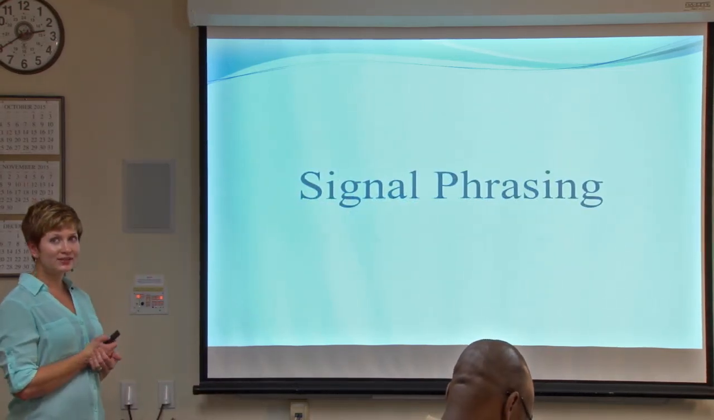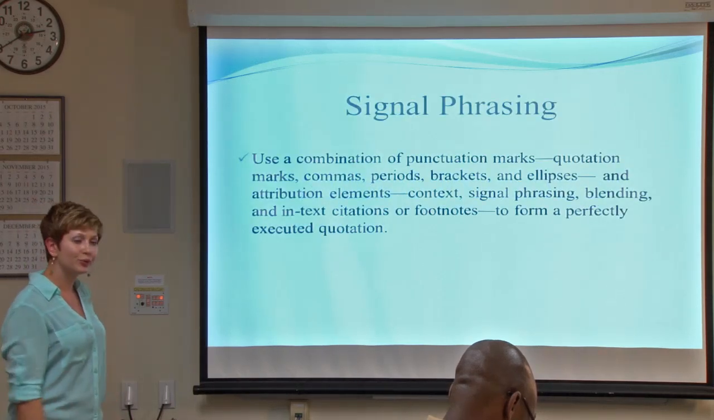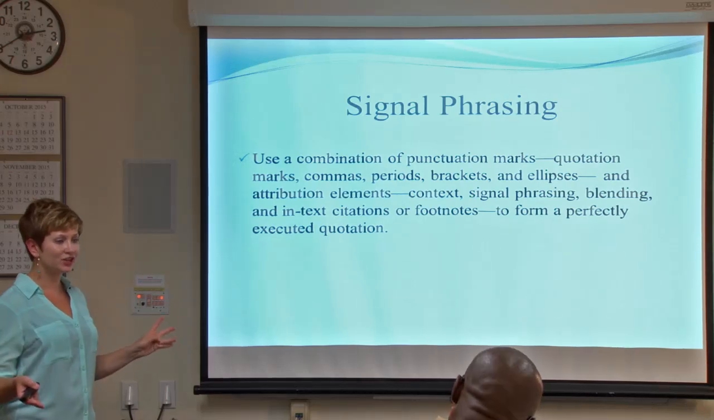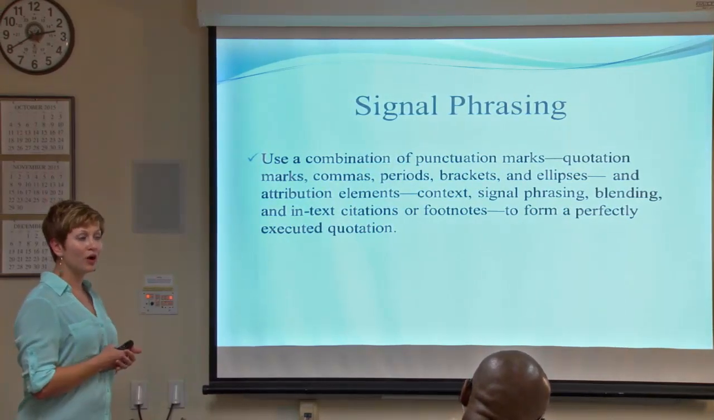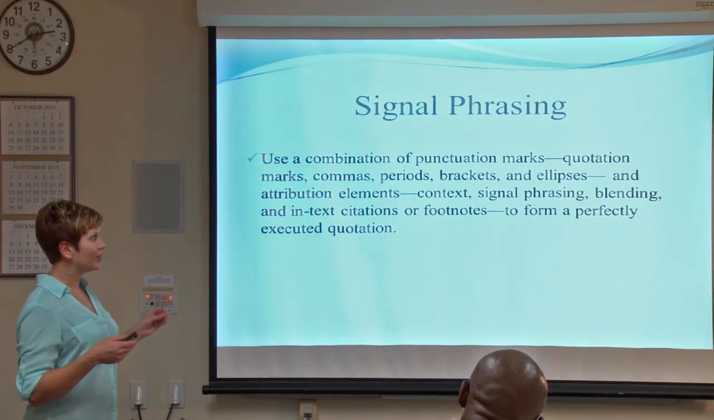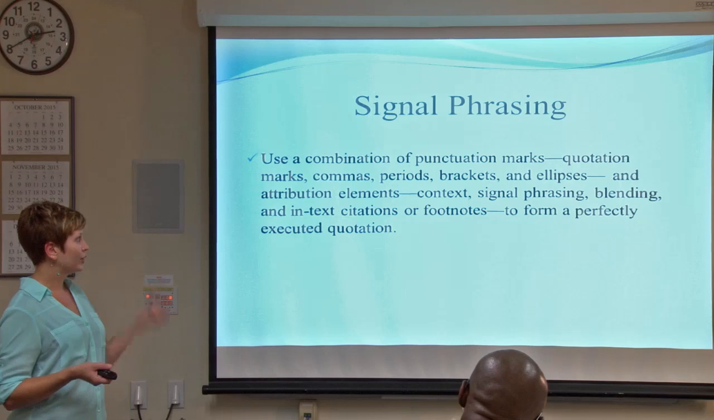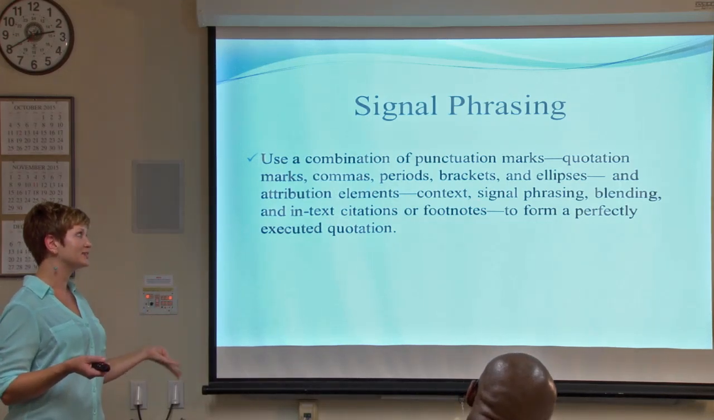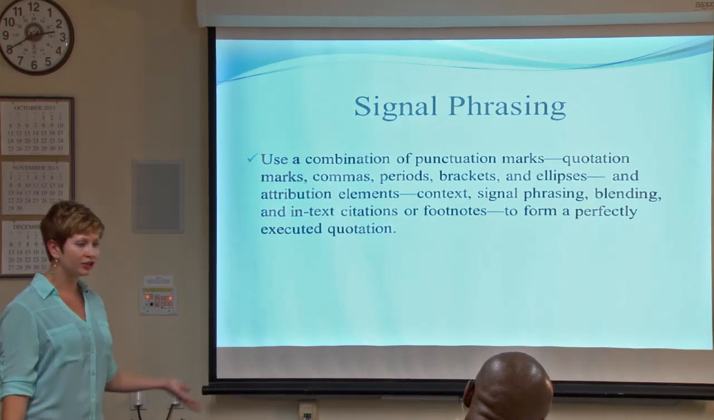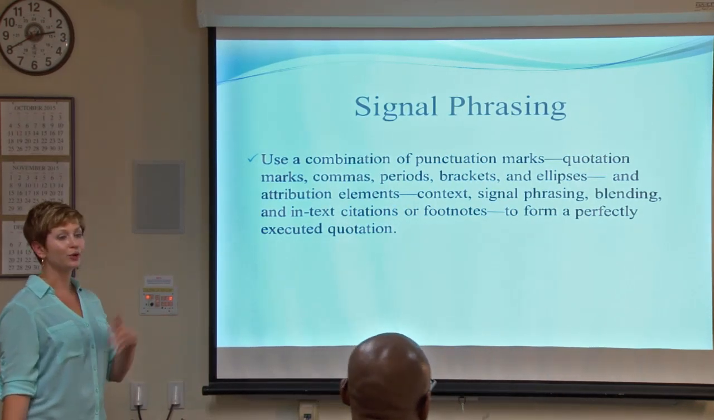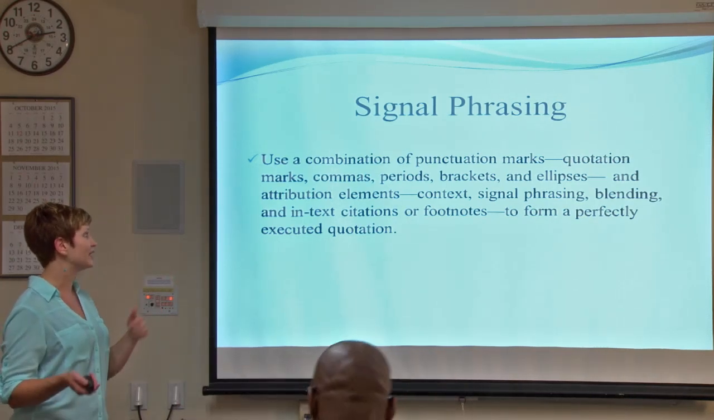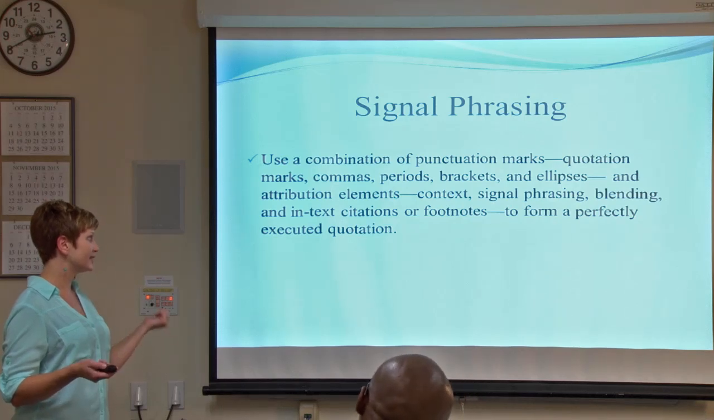Signal phrasing. Now this is going to be tricky for us to get out on time. I'm going to go through it pretty quickly. Use a combination. Now if you attended the earlier workshop, great. We went through all the punctuation involved with signal phrasing, but we have a couple extra areas. You have quotation marks, commas, periods, brackets, and ellipses, and you have elements of attribution. That means acknowledging the source of the quote. So you have the context, signal phrasing, blending, and in-text citations or footnotes.